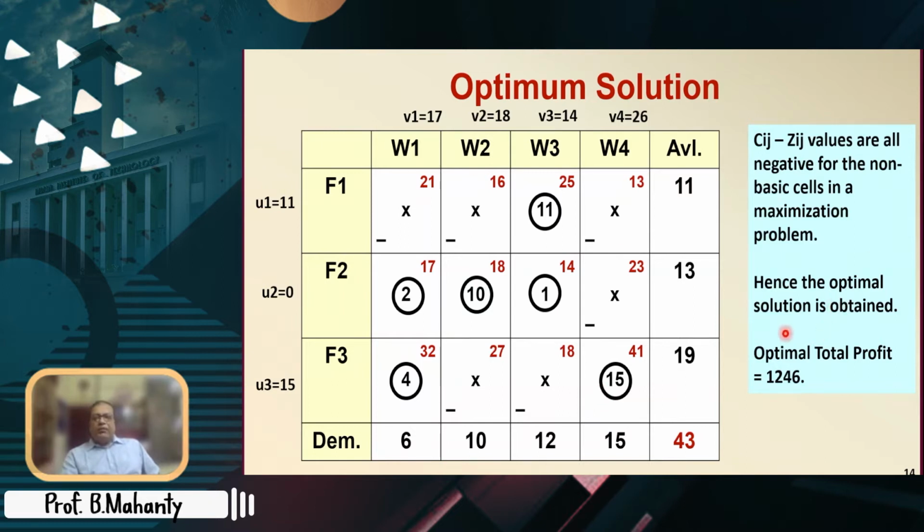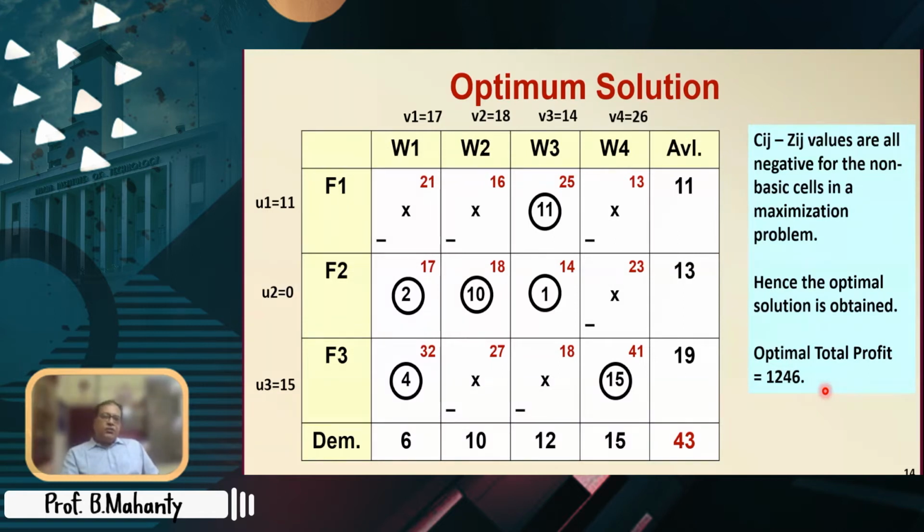So the optimal total profit can be counted also, that is 25 into 11, 17 into 2, 18 into 10, 14 into 1, 32 into 4 and 41 into 15. So that gives us 1246. All right, so this is how maximization problems are solved by making use of the same algorithm. Basically, the only thing that we have to do differently is the interpretation: best possible cell and next best possible cell, and then the Vogel's method remains the same.